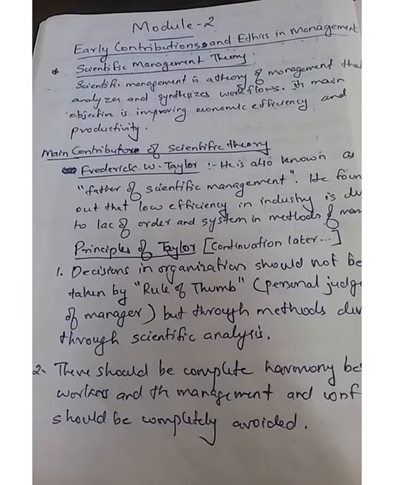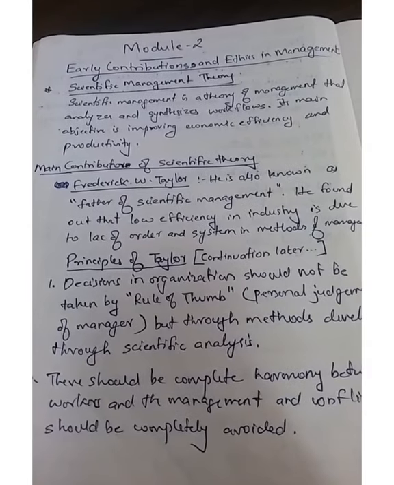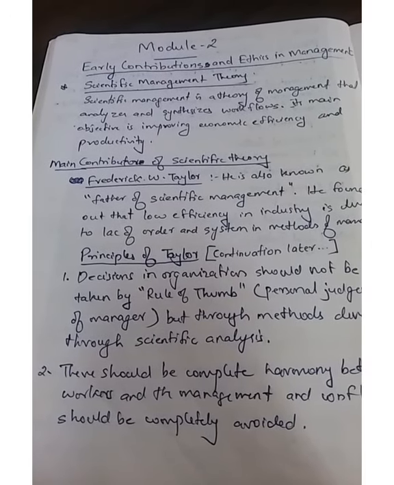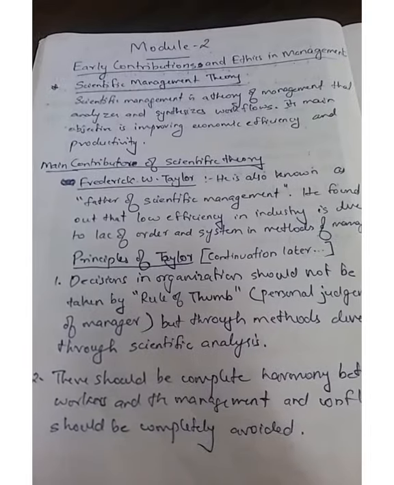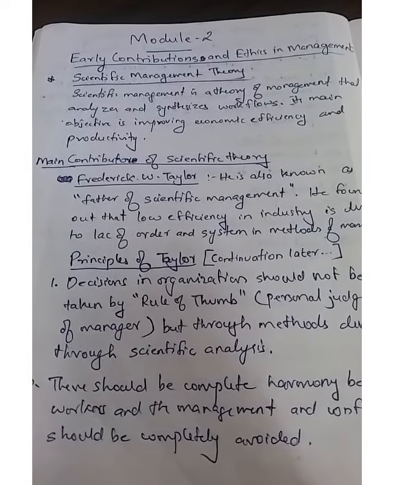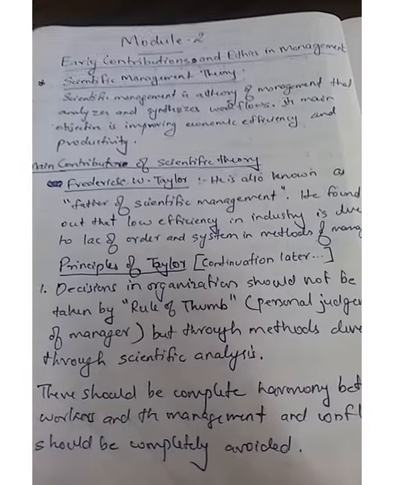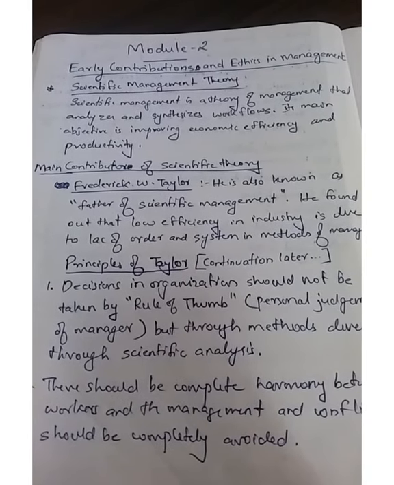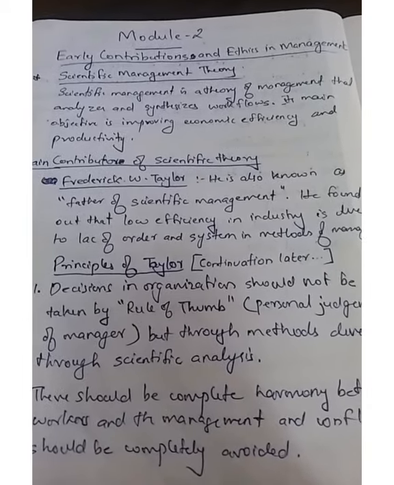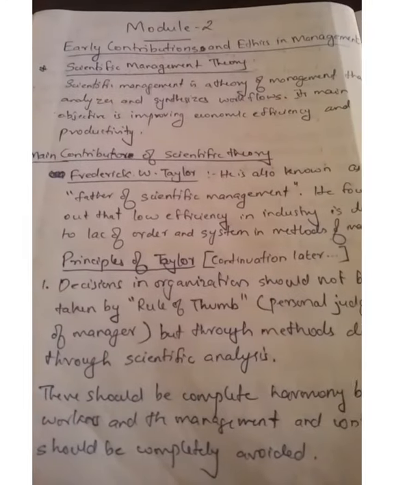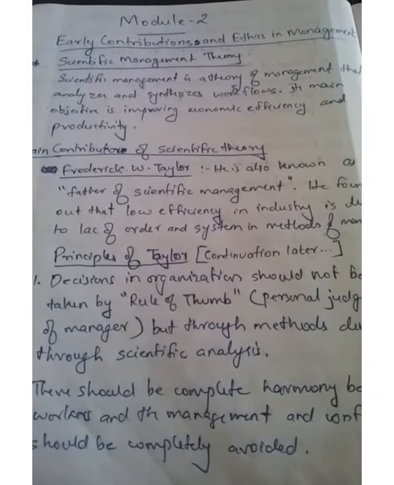So today we're going to deal with the second module of principles of management, which is early contributions and ethics in management. When you talk about managerial theories, they are basically divided into classical theory and neoclassical theories. Under classical theory come scientific management theories, administrative management theories, and bureaucracy theories. In neoclassical theories come the human relations movement, behavioral approach, and modern theory. So the main division of the managerial theories is two: classical and neoclassical.